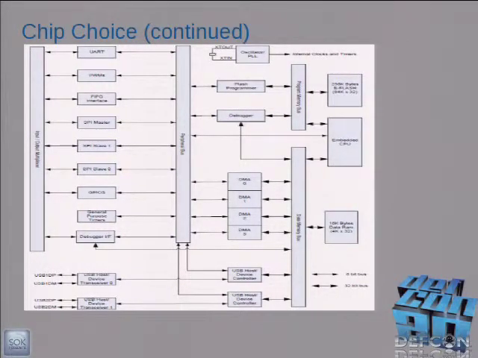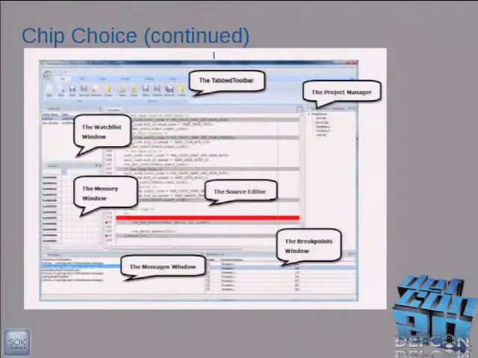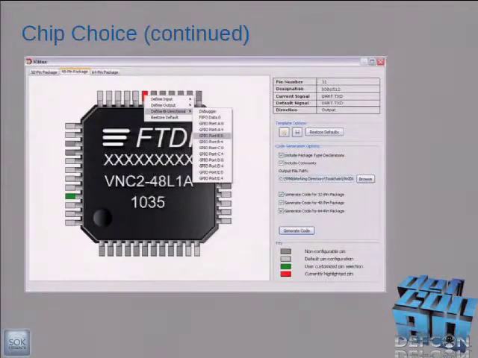Here's a basic block diagram of the chip, which I'm sure you guys can't read anyway, but it's in the slides on the DVD. It does have a fairly decent IDE. It's not Eclipse or anything like that, but it gets the job done. It has some debugging facilities and such. So it does work. And in there, they do have this nice ability where you can pull up the chip that you're going to target, and you can point and click and say this pin is going to do this and this pin is going to do that.